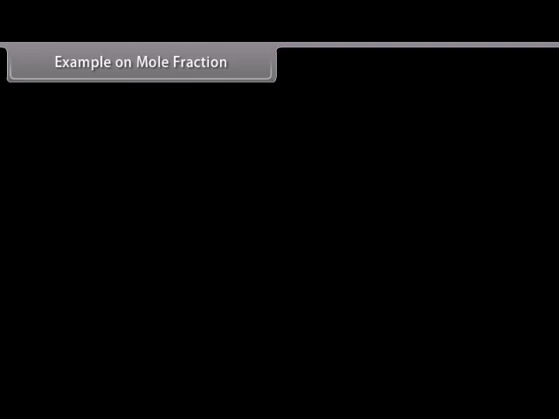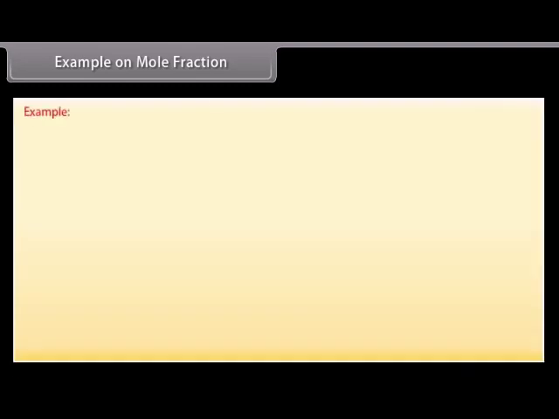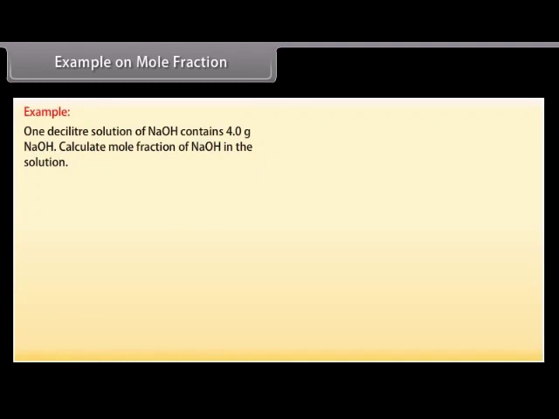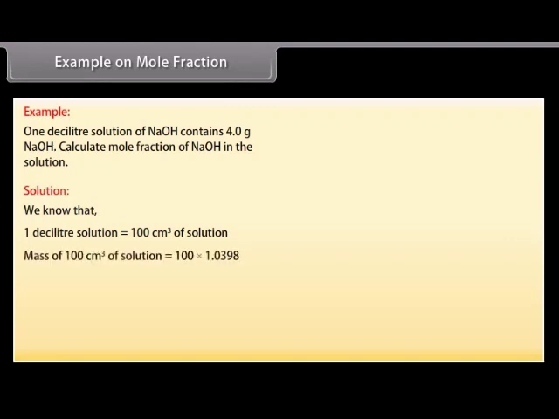Example on mole fraction. Let's take an example of mole fraction. 1 deciliter solution of NaOH contains 4 gram NaOH. Calculate mole fraction of NaOH in the solution. Let's see the solution. We know that 1 deciliter solution is equal to 100 cubic centimeter of solution. Mass of 100 cubic centimeter of solution is equal to 100 into 1.0398, which is equal to 103.8 grams.